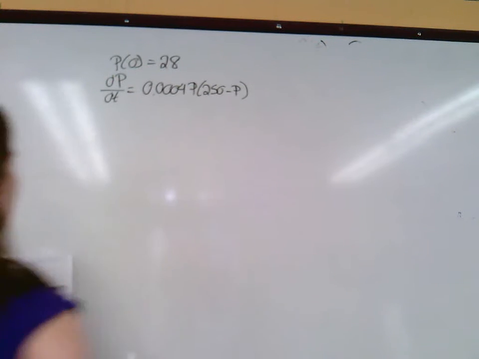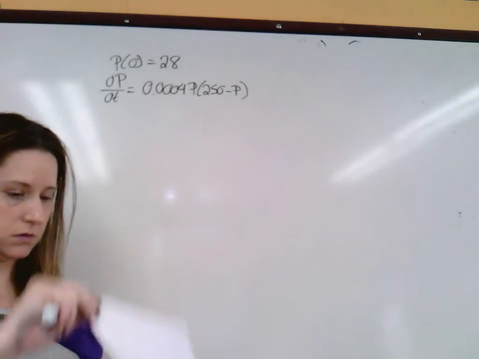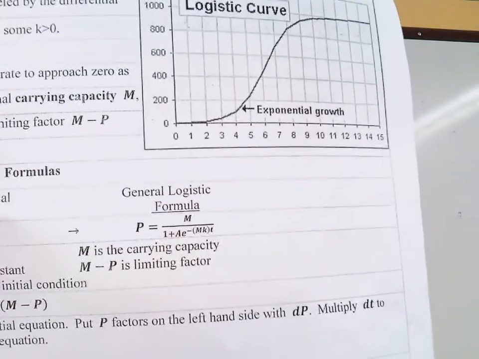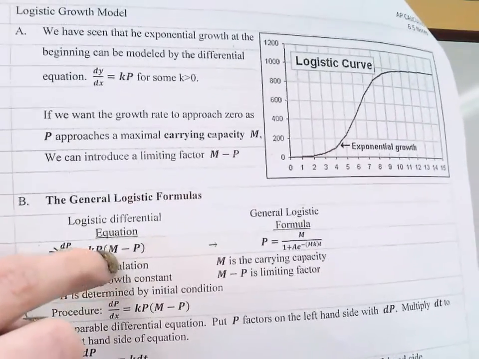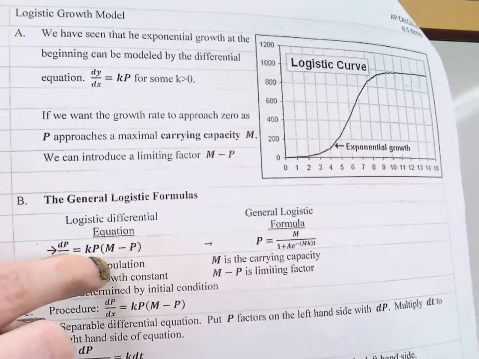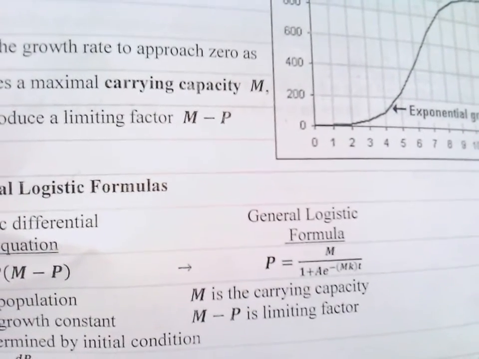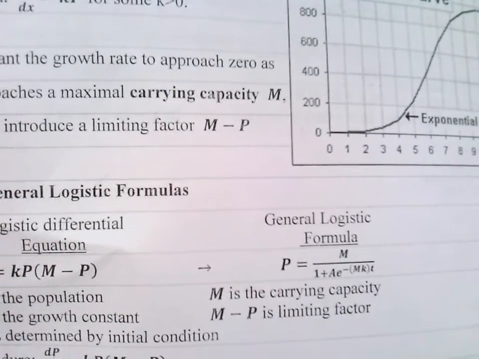Okay, so I'm going to be using the formula that we saw right here. We're going to go straight to putting it into that form. So we got P equals M. M is right here. So it's going to be P equals 250 over 1 plus A e to the negative 250 times 0.0004 times t.